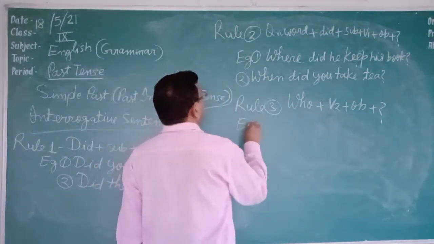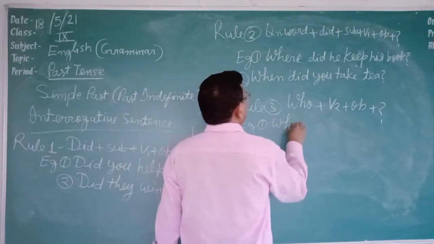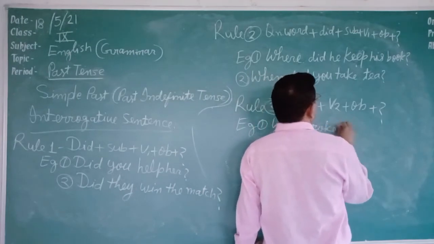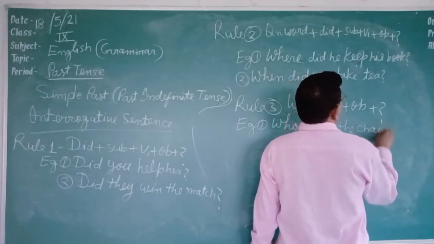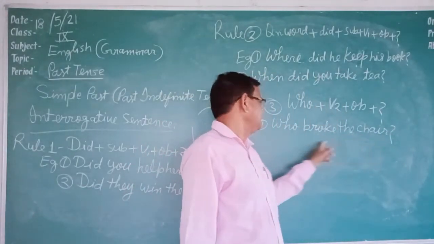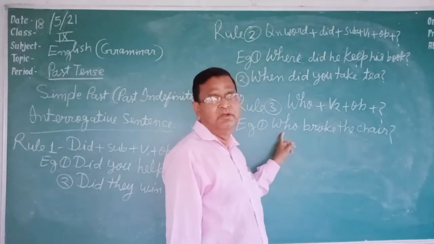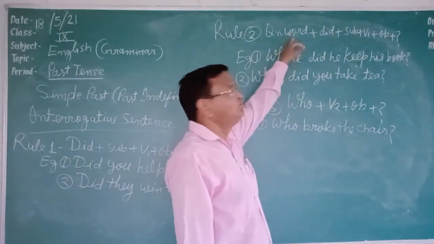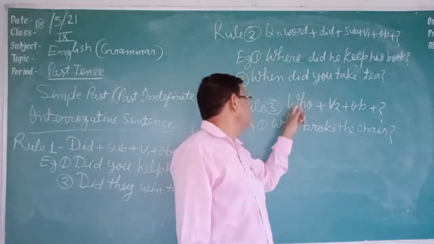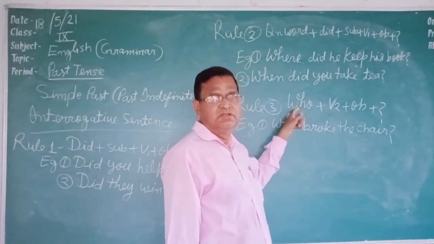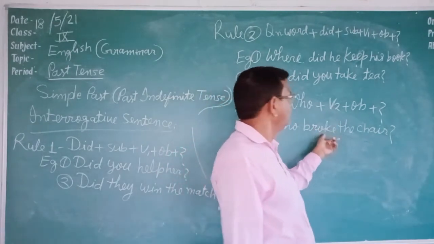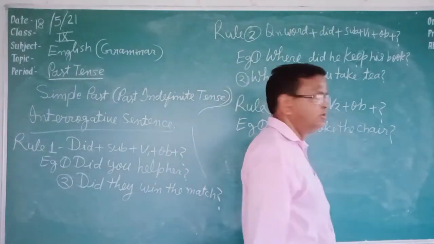Example: Who broke the chair? Who broke the chair? This sentence has started with who, so the earlier rule will not be followed. As it has started with who, this third rule will be followed. First of all who, then verb second form broke, then object the chair. One more example we will take.